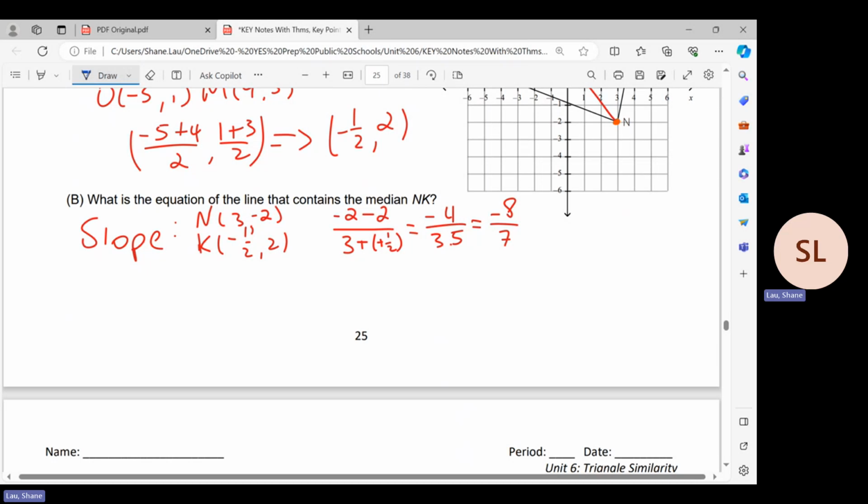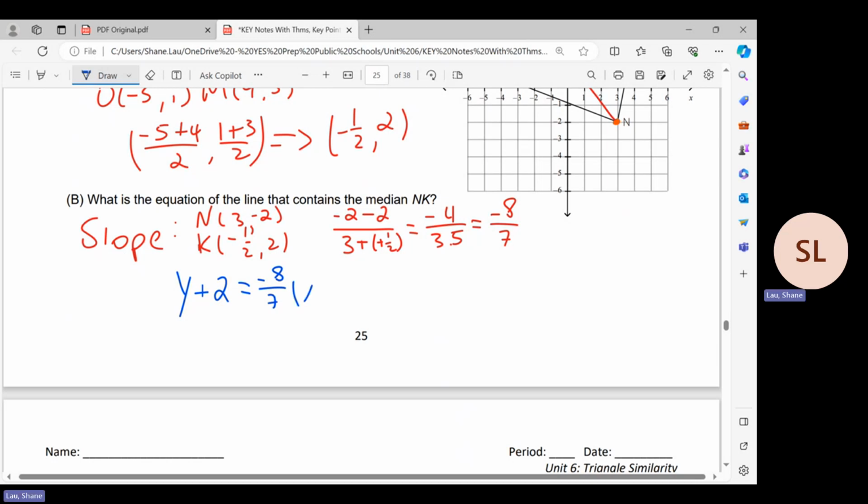Personally speaking, I'm just going to use N. I think N is going to be easier. So for our point-slope form, y minus y1, in this case, our y1 for N is going to be -2, but because we already have a negative, change that to a positive. Then we have our slope, -8 over 7.